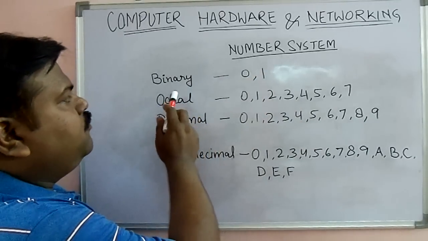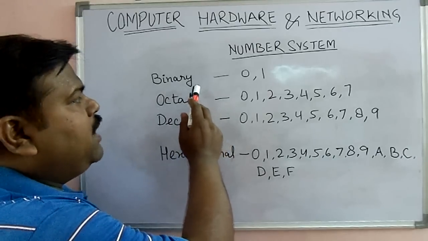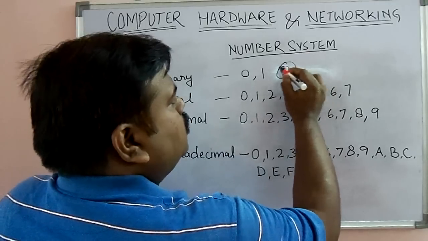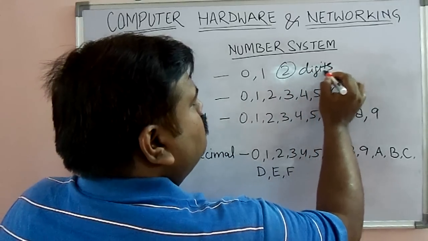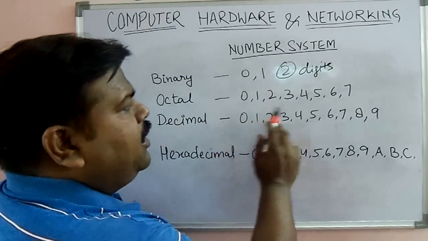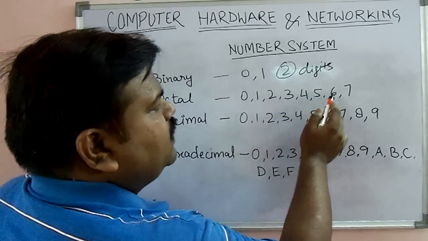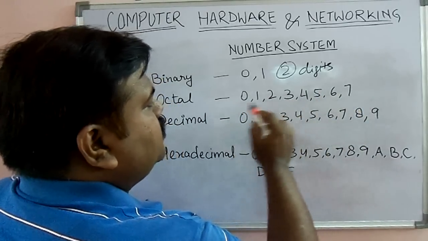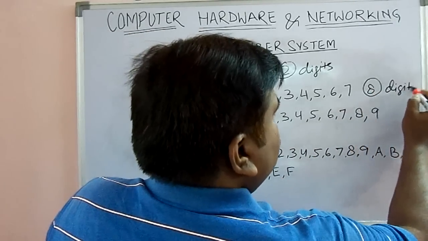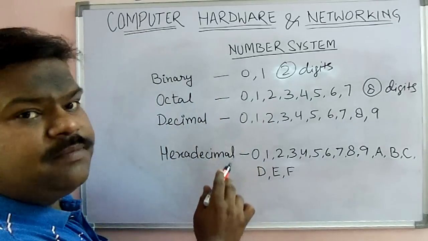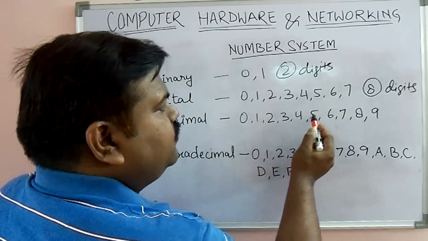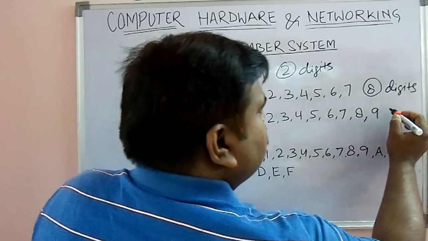In number systems, the first one is the binary number system. The binary number system has 2 digits, 0 and 1. Likewise, in octal, there are 8 digits: 0, 1, 2, 3, 4, 5, 6, 7. In the decimal number system, there are 10 digits: 0, 1, 2, 3, 4, 5, 6, 7, 8, 9.